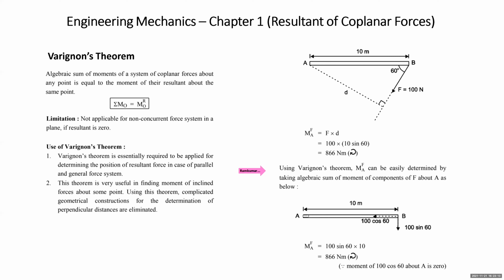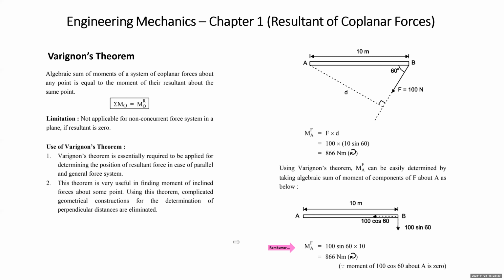What about 100 sin 60? Assume an axis through A. 100 sin 60 will try to rotate the bar about the axis through A in the clockwise direction. So the moment of 100 sin 60 about A is 100 sin 60 into 10. So we are summing up the moments of these two forces. 100 cos 60 about A is 0, since the line of action is passing through A, so that has not been listed here. The moment of 100 sin 60 about A is clockwise, so that is 866 Newton meter. You can see that you have got the same result.